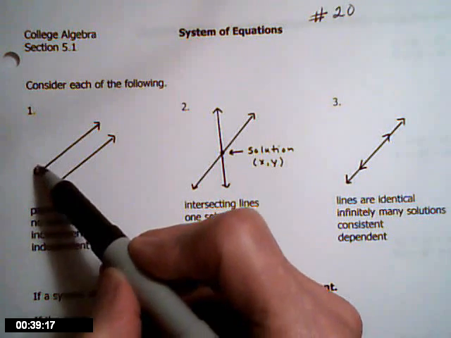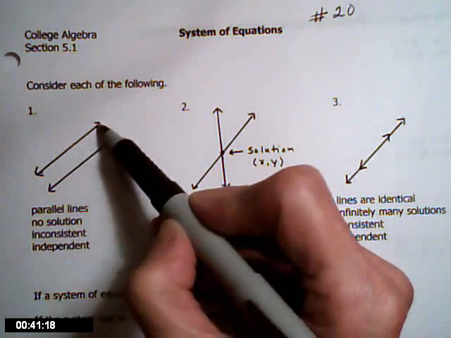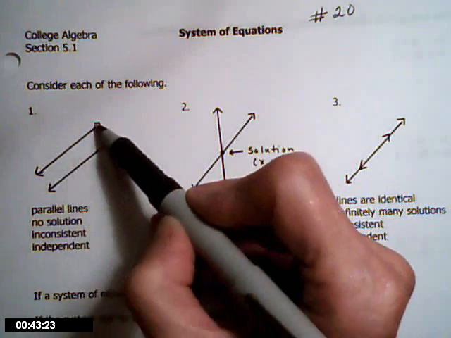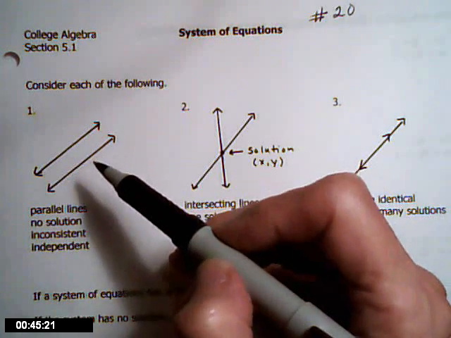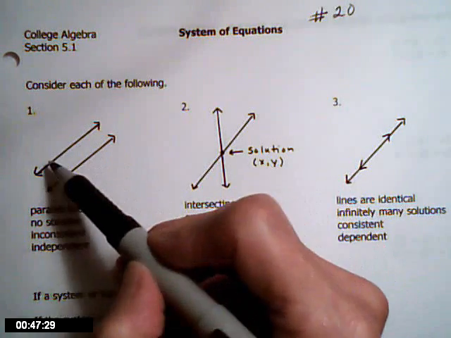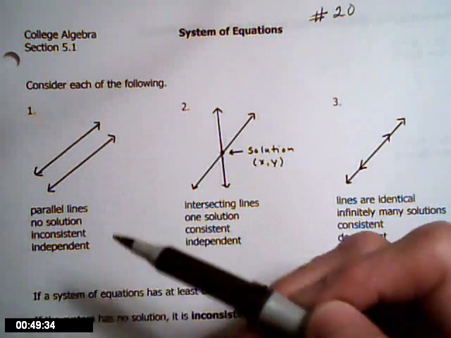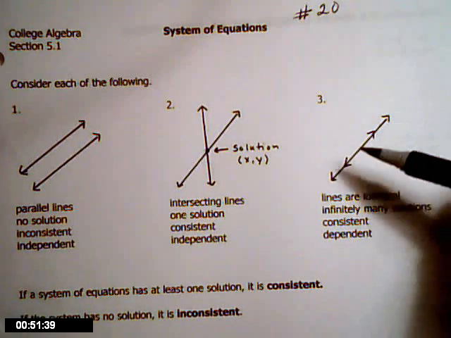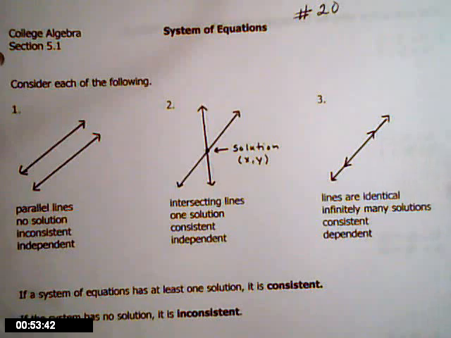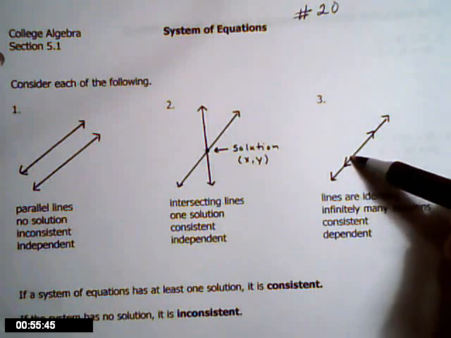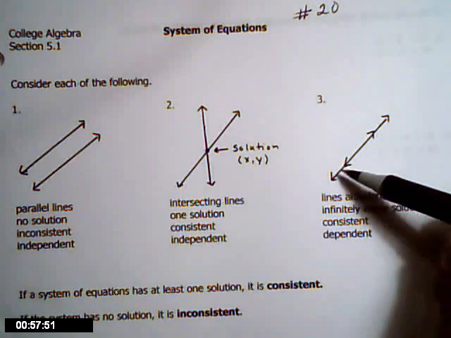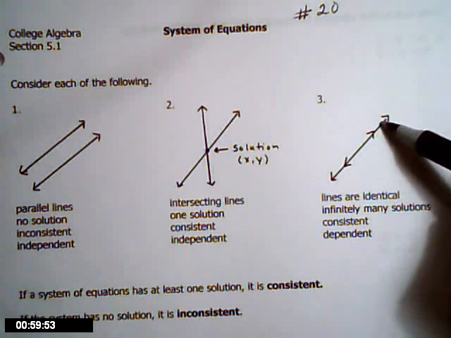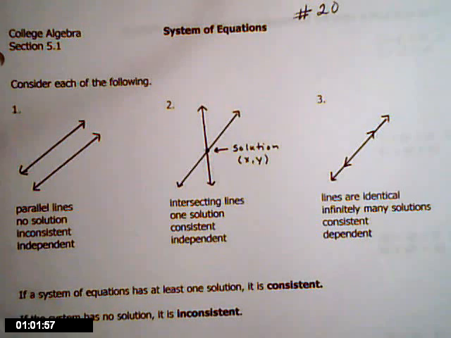Another situation would be if I drew two straight lines and they were to be parallel to each other. Now parallel lines do not touch, so there would be no intersection points. The third situation would be that if you drew one line and then you drew the second line and it fell directly on top of the first one, every point on one line would also be a point on the other line, so there'd be many points of intersection.